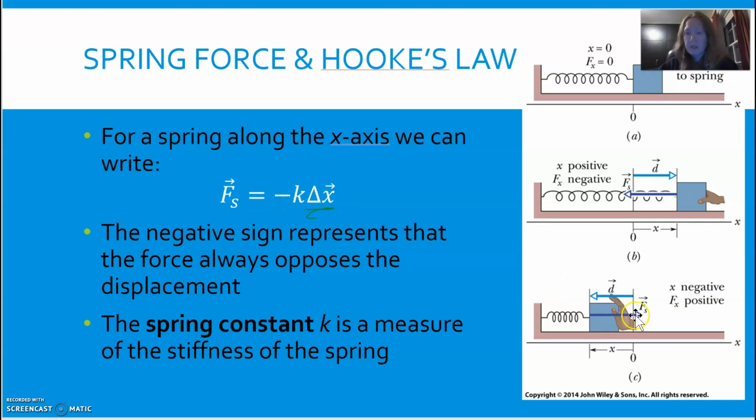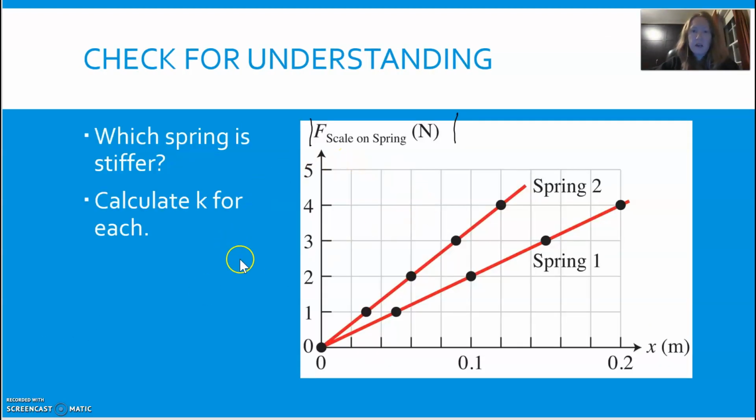If it's being compressed here, like in diagram C, then X is a displacement to the left of where its relaxed state is, and then the force of the spring is to the right. If we look at this graph here, we're seeing an absolute value of the spring force, and it's asking you which spring is stiffer, and then to calculate the K value. So we'll go over that in class. You can think about that on your own.